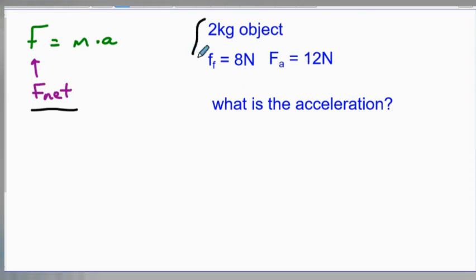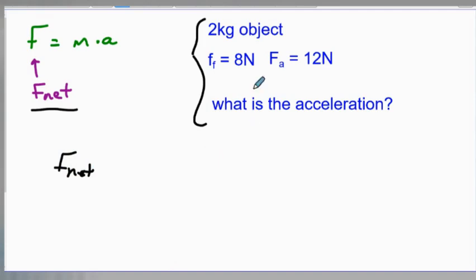So let's solve a nice easy question. I've got a 2 kilogram object. I have a force of friction of 8 newtons and a force applied of 12 newtons. There's no reference here to the normal force or the gravitational force, so we're going to assume that they cancel each other out. What I'd like to know is, what is the acceleration? Well, first of all, I need to find my F net.